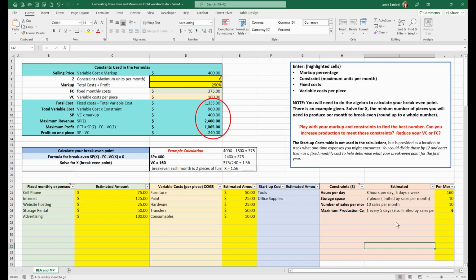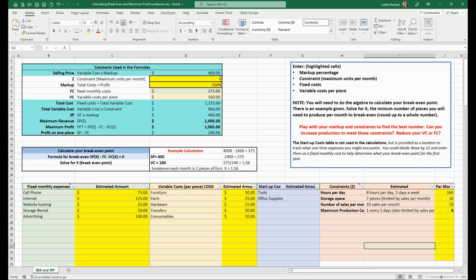You will need to do some algebra to calculate your break-even point. It's very basic algebra. You're solving for x. To simplify the equation, you take the negative fixed costs over to the right, which makes them positive, and subtract your variable costs from your selling price. In this example, that is 400x minus 160x, which gives you 240x. 240x is equal to 375. Then divide 375 by 240, and this solves for x, and x equals 1.56. But because you cannot sell a partial piece of furniture, your break-even point is 2 pieces, sold at that selling price with those variable costs.